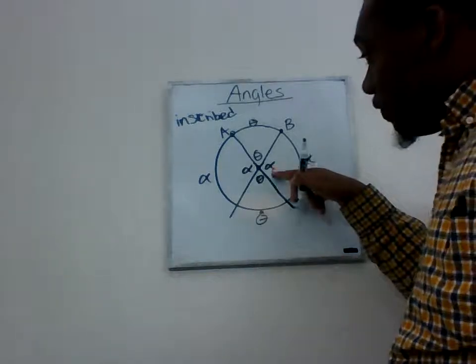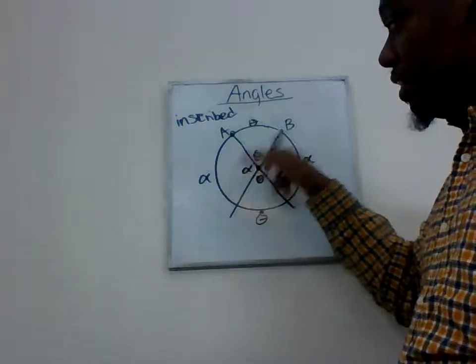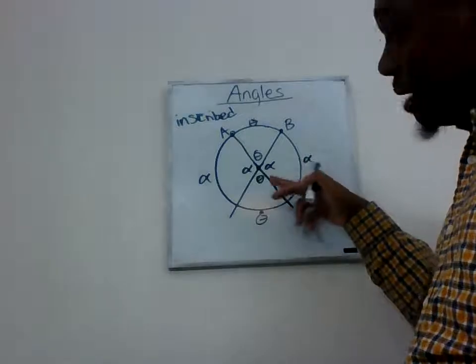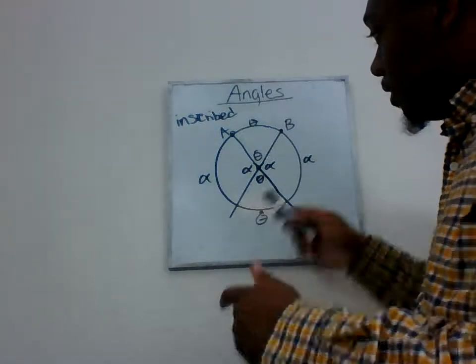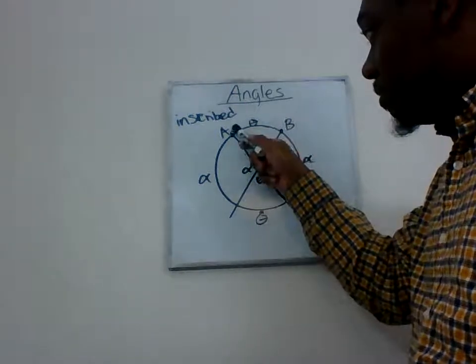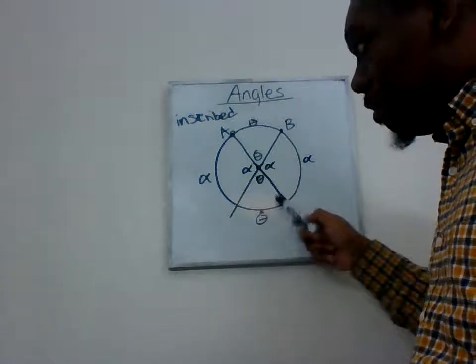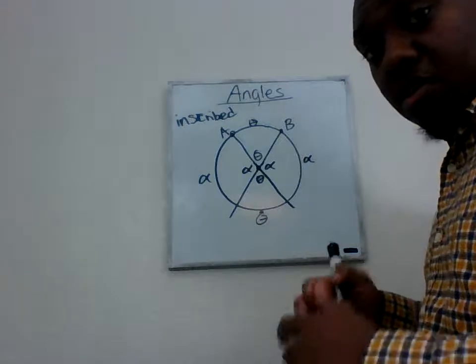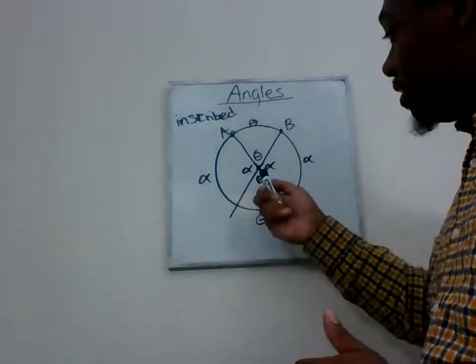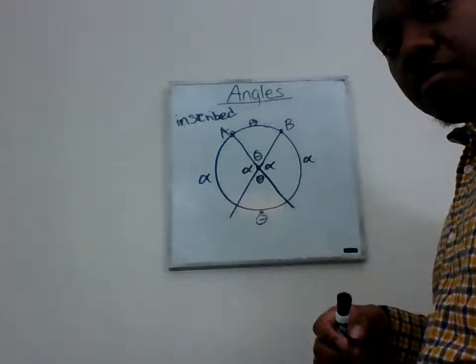Because in order to form that angle, you need both of these arcs. It intercepts both of these arcs. These lines that are used to form this angle here, they intercept both arcs here. And so it's kind of an average measurement between these two arcs.